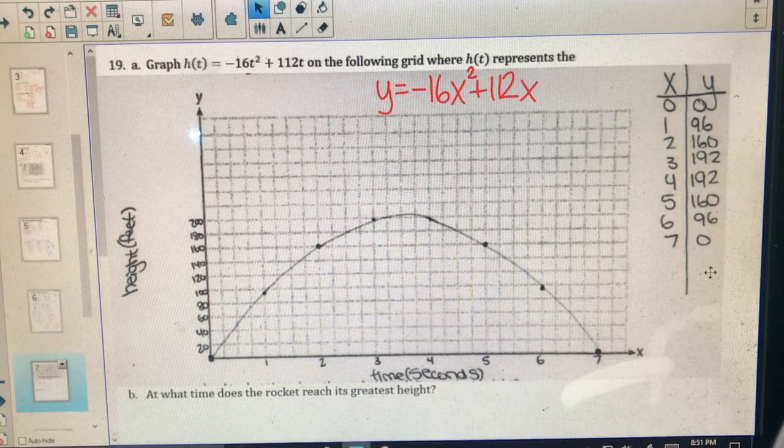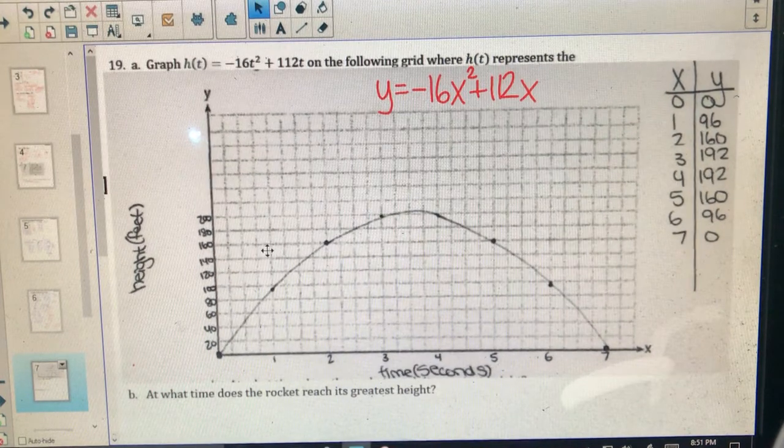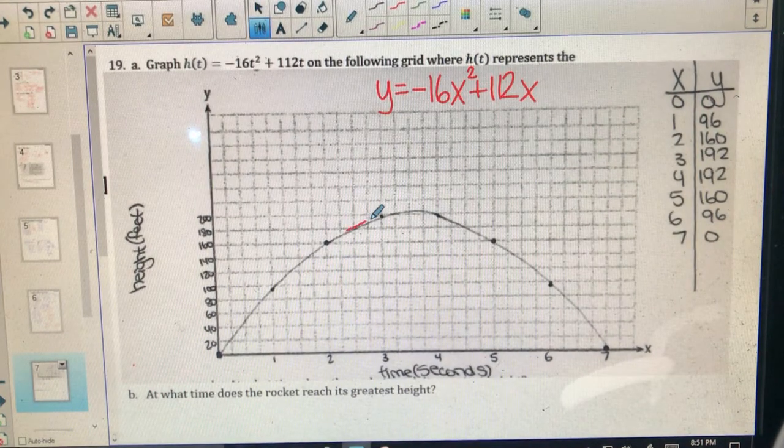and I knew it was a parabola, so when I connected it, I made it U-shaped, meaning that between 3 and 4, where they were both at 192, it goes a little bit higher in between there to make that curve happen. It's not a flat plateau at the top. Notice that there's a little bit of a curve right here. You see how it curves just a little bit higher in the middle there.